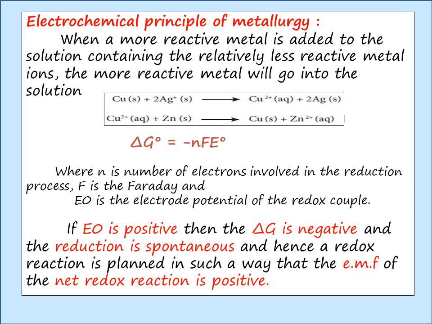When a more reactive metal is added to a solution containing a less reactive metal ion, the metal which is more reactive will go into the solution. When you compare copper and silver, silver is less reactive, so it becomes a precipitate. Copper goes into the solution. If you compare copper and zinc, zinc goes into the solution, which means zinc is more reactive than copper.